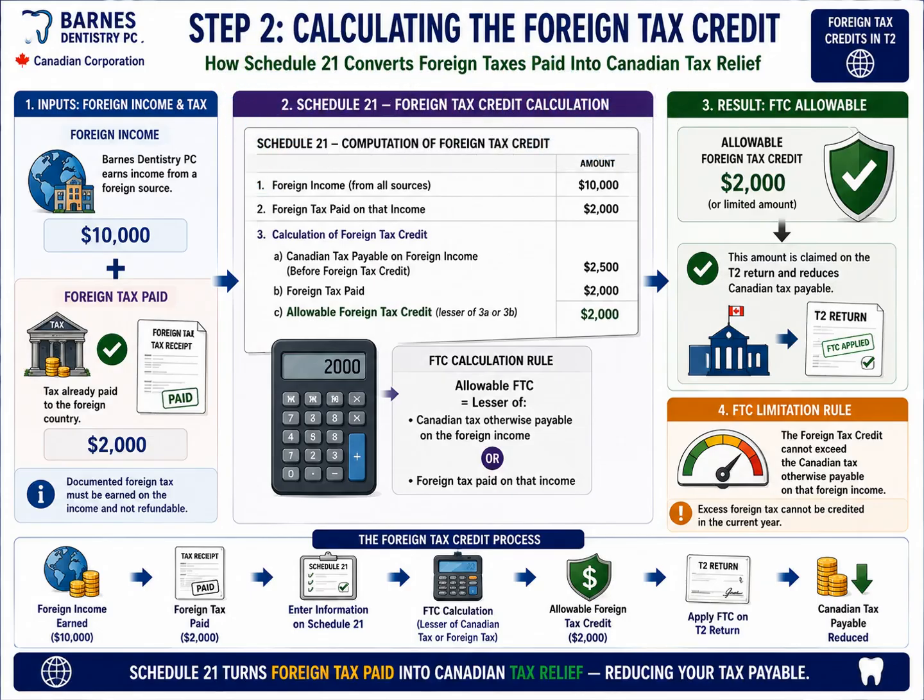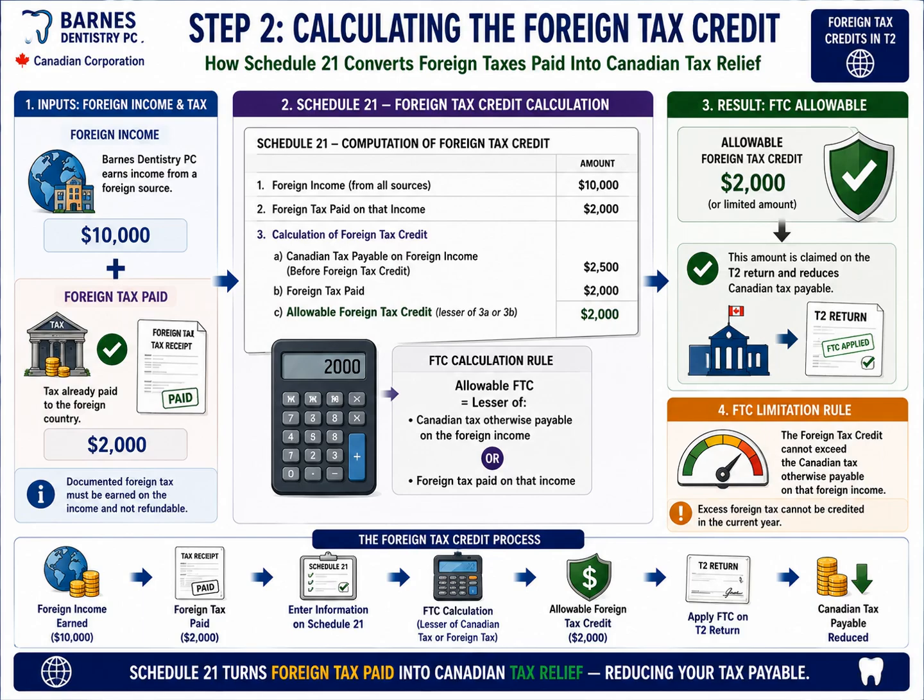Now that we understand why foreign tax credits exist, let's look at how Schedule 21 actually works. The purpose of Schedule 21 is straightforward. It takes information about foreign income and foreign taxes paid and converts that information into a foreign tax credit that can reduce Canadian tax payable.